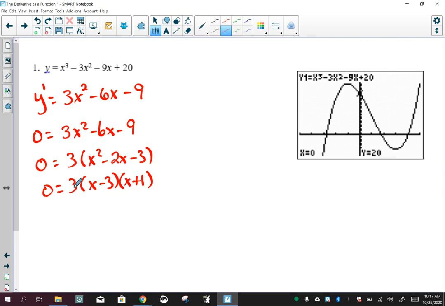Set each of these pieces equal to 0, so that 3 doesn't count. So x minus 3 is equal to 0, x plus 1 is equal to 0. So x is equal to 3, and x is equal to negative 1. And if you take a look over here at the graph, my horizontal tangents are at negative 1 and positive 3, which makes sense. Because I told you earlier that if we're looking for the zeros here, you're looking for turn points. And that's exactly what we have there. We have turn points at those specific places.